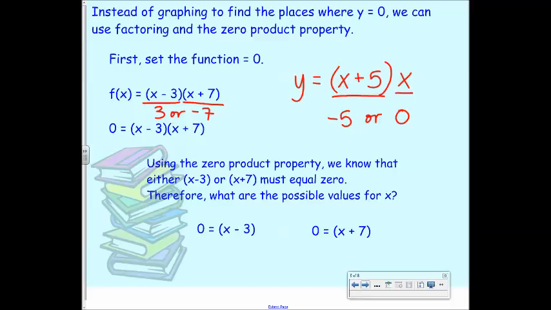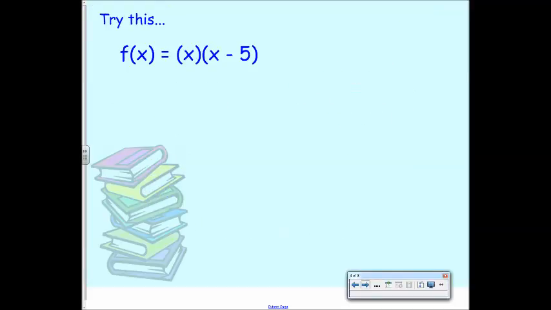All right. So here, how many factors do I have? 2. What are they? X and x minus 5. One of them has to be 0, right? Do both of them have to be 0? They could be, but they don't both have to be, right? Just one of them has to be, because as long as one is 0, the whole thing would be 0. What would make this 0? 0. What would make this 0? +5. So what are my options? Those are my answers, 0 or +5.